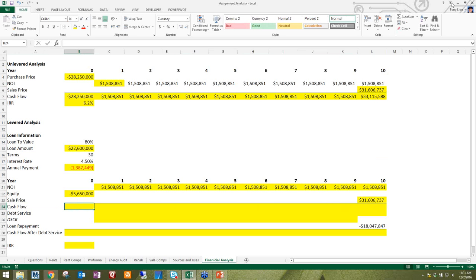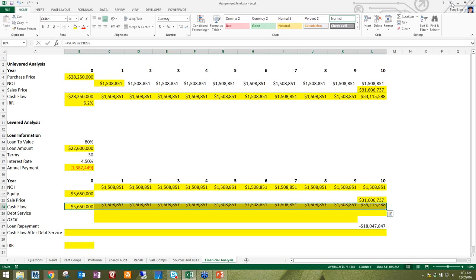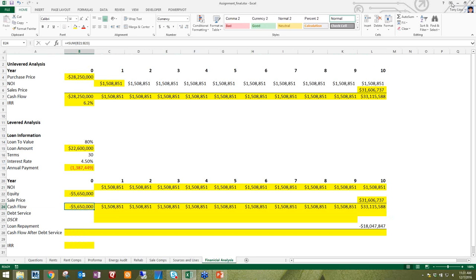So the cash flow is going to be as follows. You take the sum of this. You have to spend about $5 million coming out of your pocket, and then you have $1.5 million from NOI coming in every year. You're going to sell it in year 10 and get $31 million from the sale price. So in year 10, you get $33 million. However, that's the cash flow perspective, but you have to consider debt service. Our debt on an annual basis is $1.3 million.